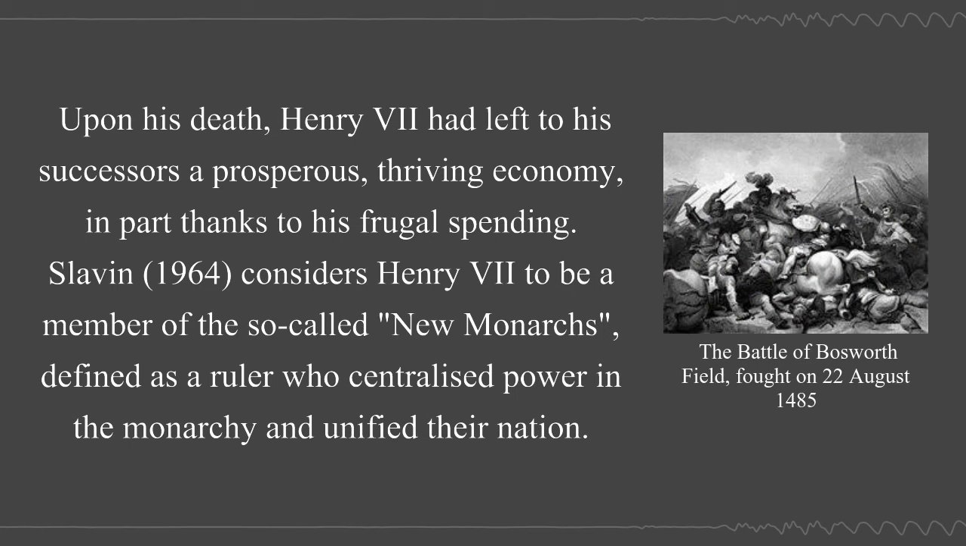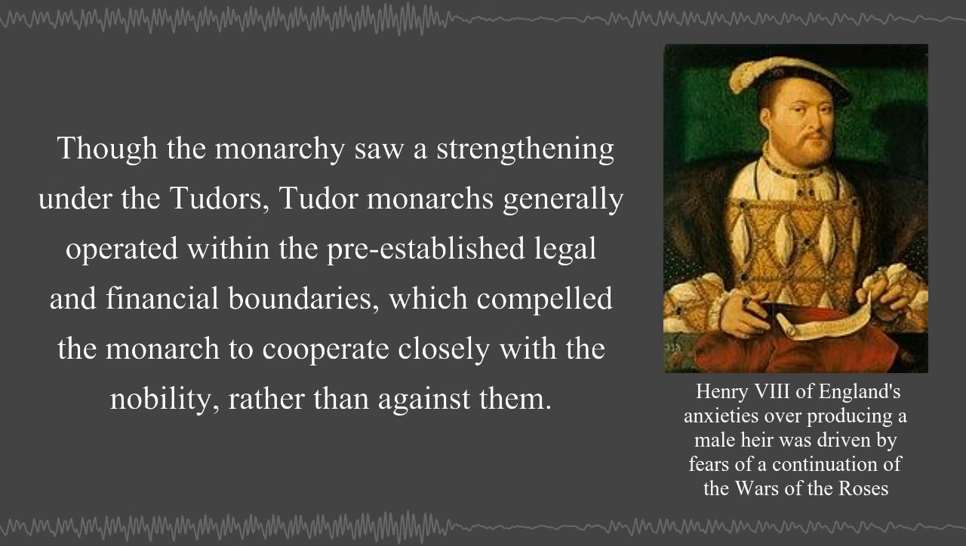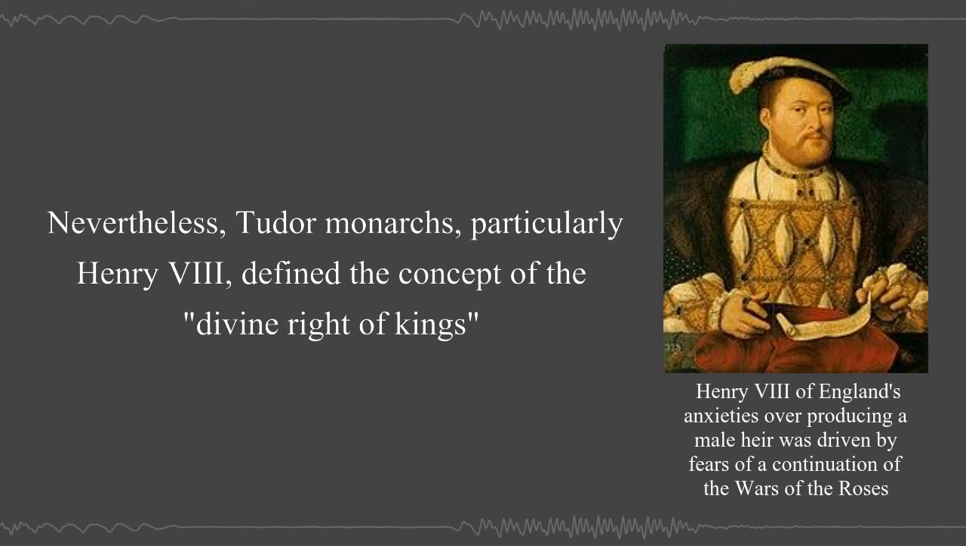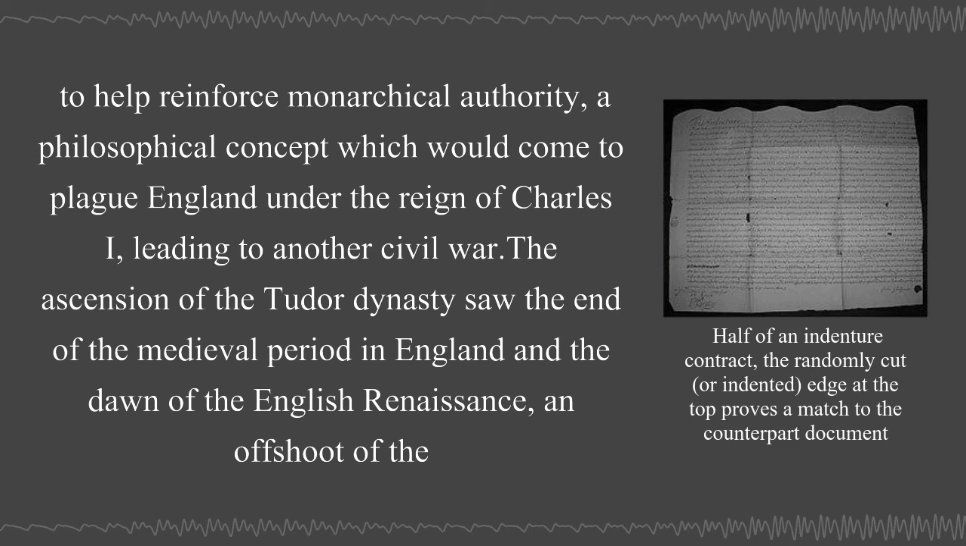Though the monarchy saw a strengthening under the Tudors, Tudor monarchs generally operated within the pre-established legal and financial boundaries, which compelled the monarch to cooperate closely with the nobility rather than against them. Nevertheless, Tudor monarchs, particularly Henry VIII, defined the concept of the divine right of kings to help reinforce monarchical authority, a philosophical concept which would come to plague England under the reign of Charles I, leading to another civil war.